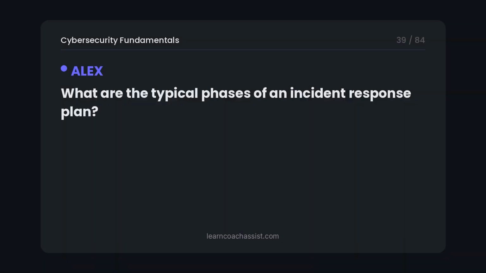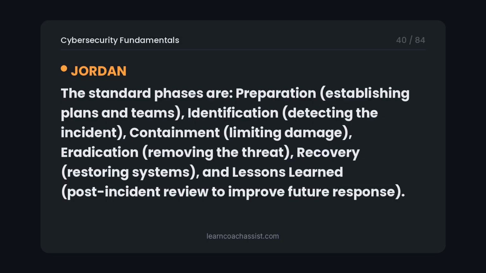What are the typical phases of an incident response plan? The standard phases are preparation, establishing plans and teams, identification, detecting the incident, containment, limiting damage, eradication, removing the threat, recovery, restoring systems, and lessons learned, post-incident review to improve future response.